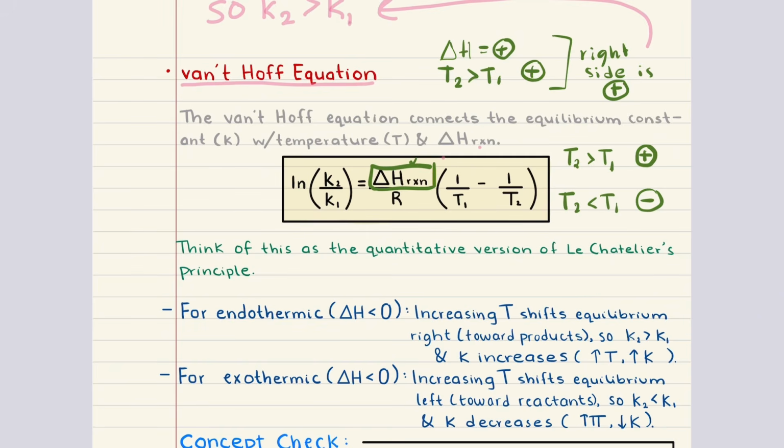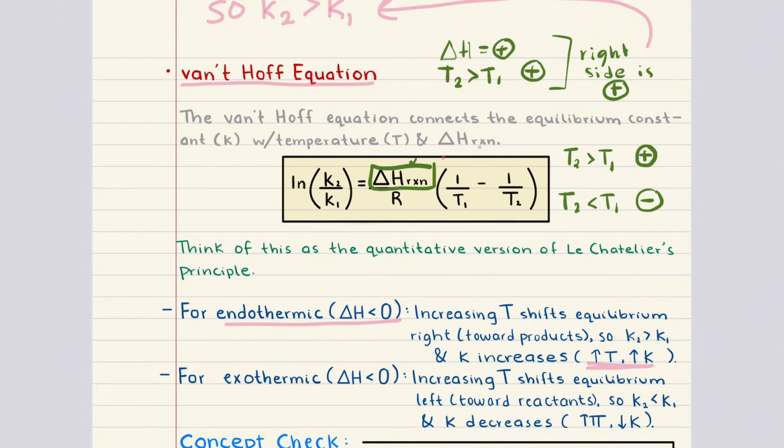In other words, heating favors products for endothermic reactions. You can apply the same logic to see that cooling an endothermic reaction does the opposite. It makes K2 less than K1, and therefore the reaction favors the reactants.